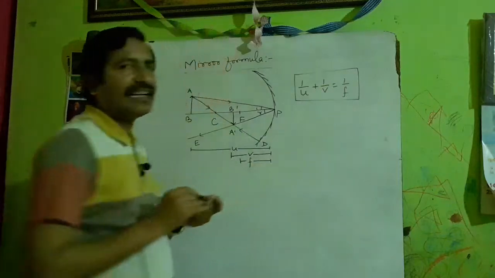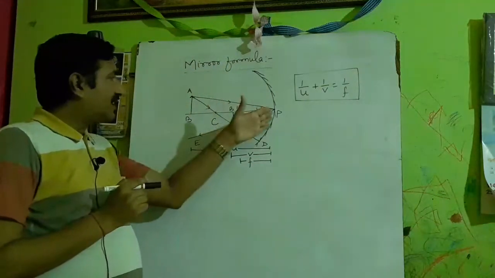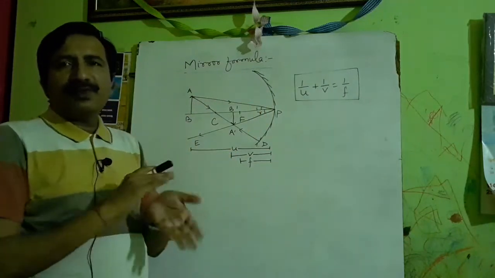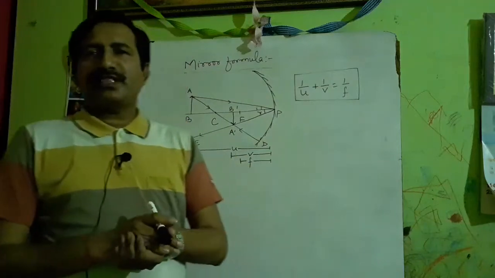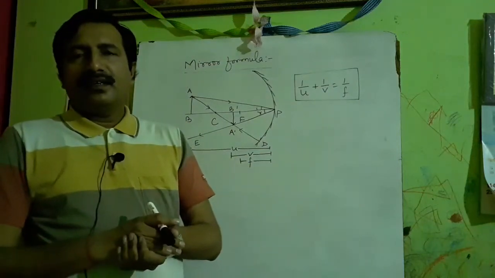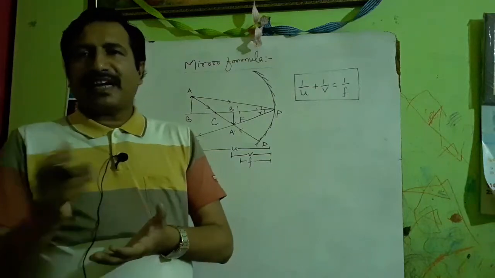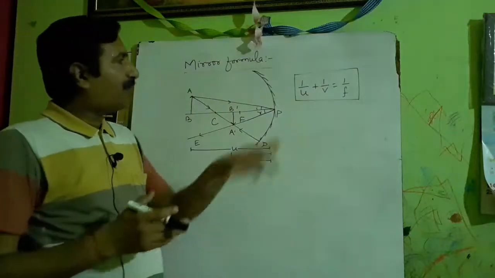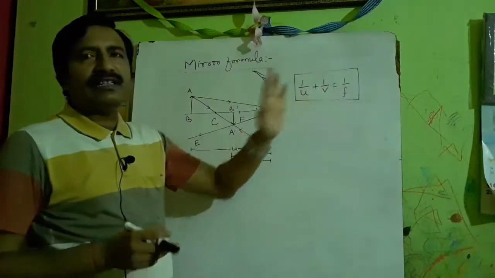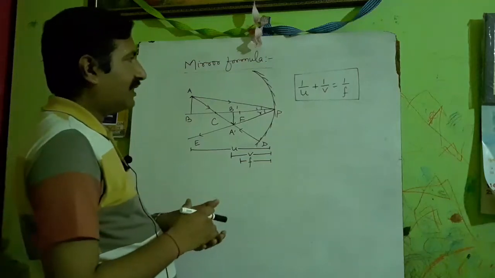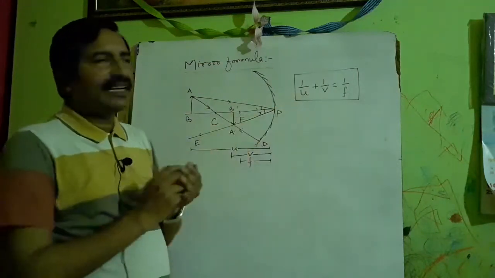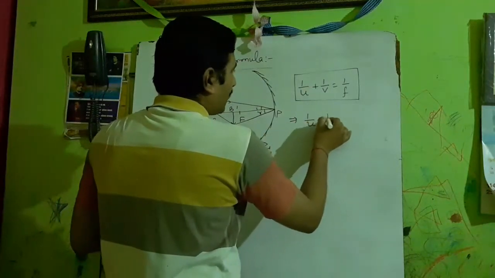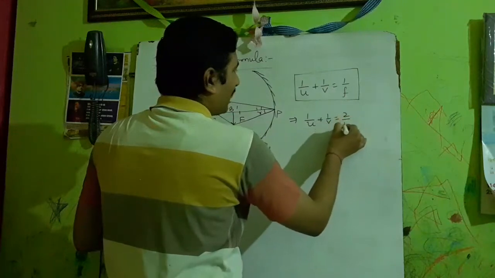You are aware of sign convention. Here U is negative, V is also negative, F is also negative. Means U, V and F can be negative or positive depending upon sign convention. This is the relation between object distance U, image distance V and focal length F of a mirror. This is applicable for both concave as well as convex mirrors. You can also write it as 1 by U plus 1 by V is equal to 2 by R.